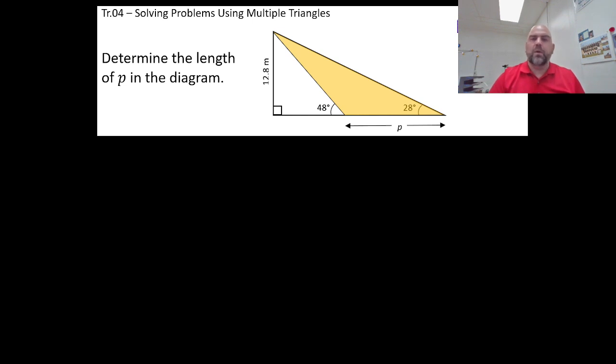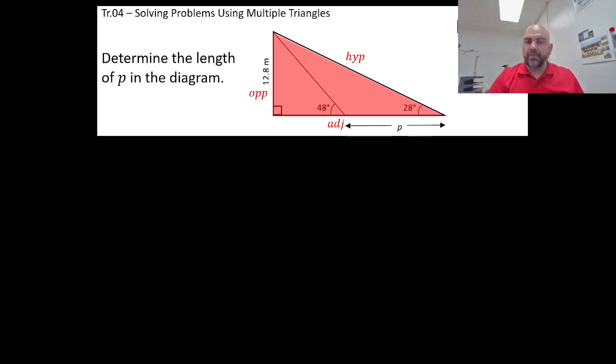So we cannot use our ratios on this triangle. We can't find one of the sides and then use it to find that second side. It does not work that way. What we need to do is start by looking at this entire right angle triangle and figuring out the adjacent side. That gives us the entire distance from the right angle to the point, and then we'll find the shorter distance and subtract it to figure out what P is.